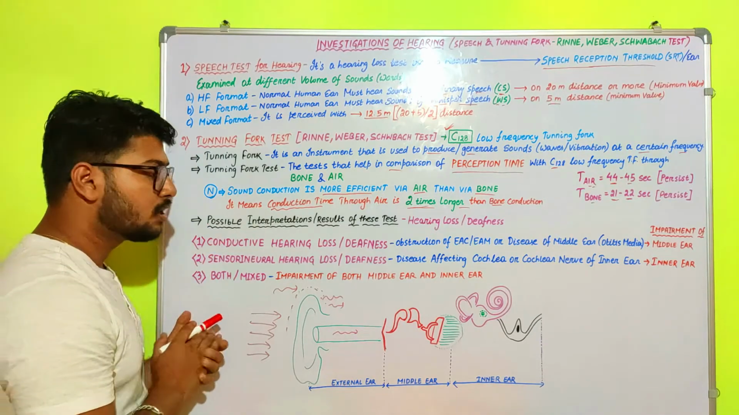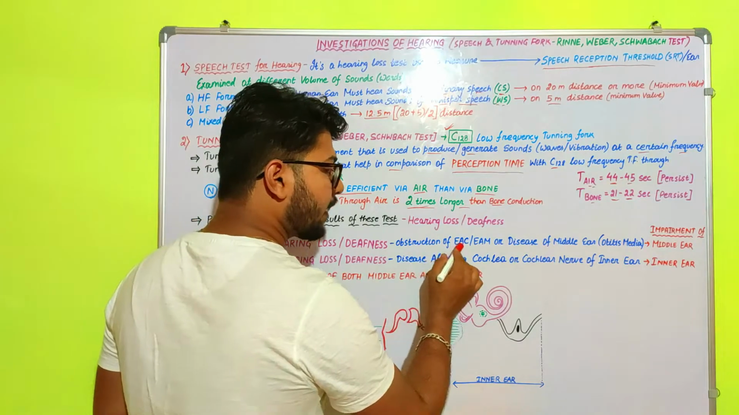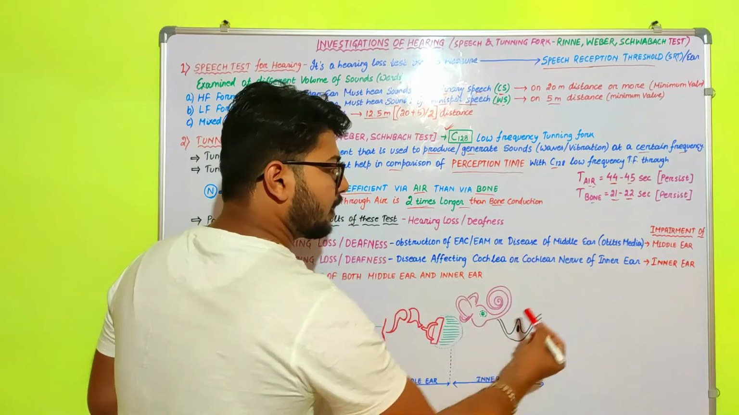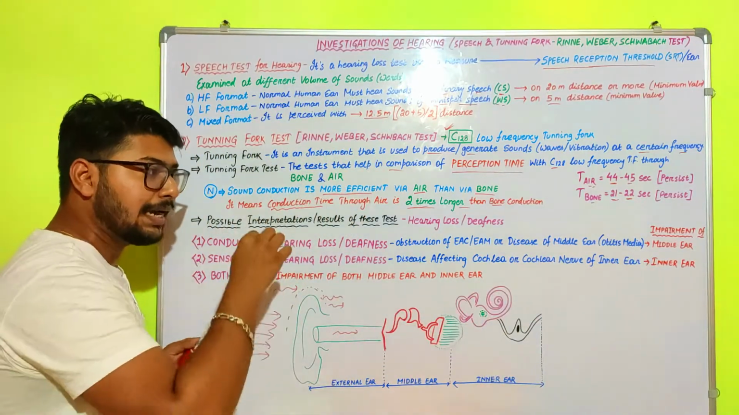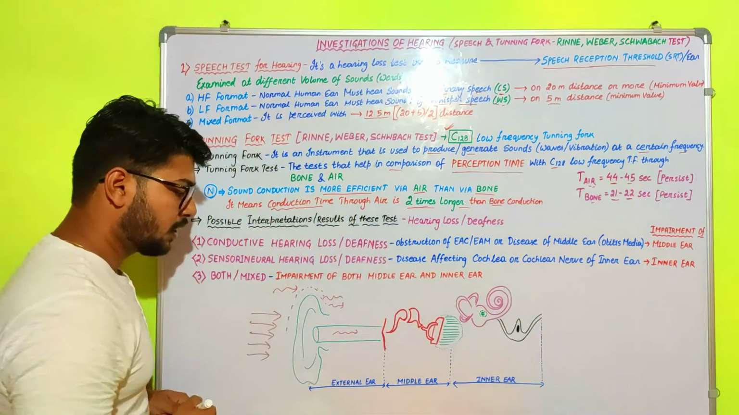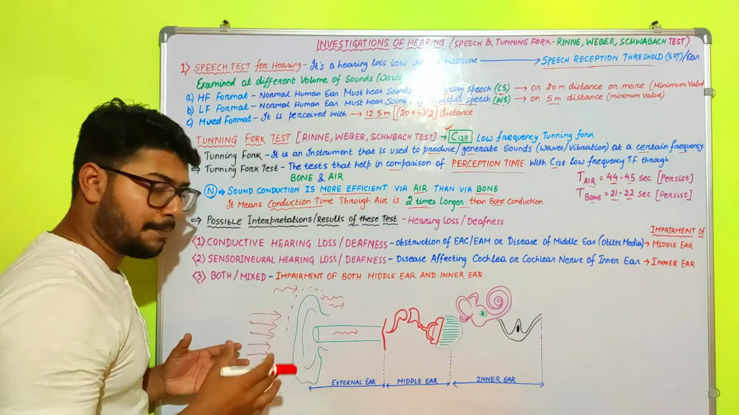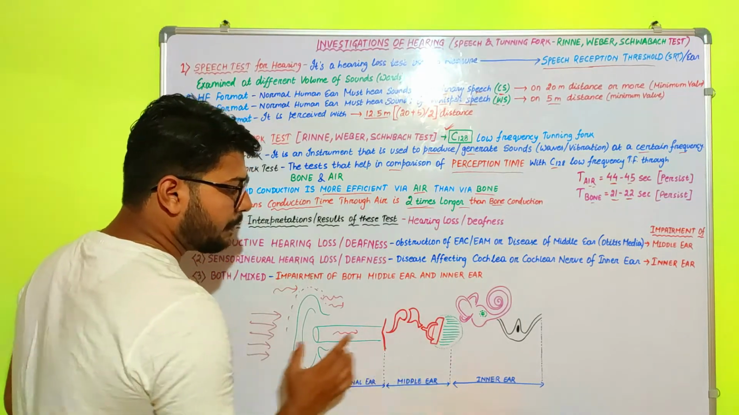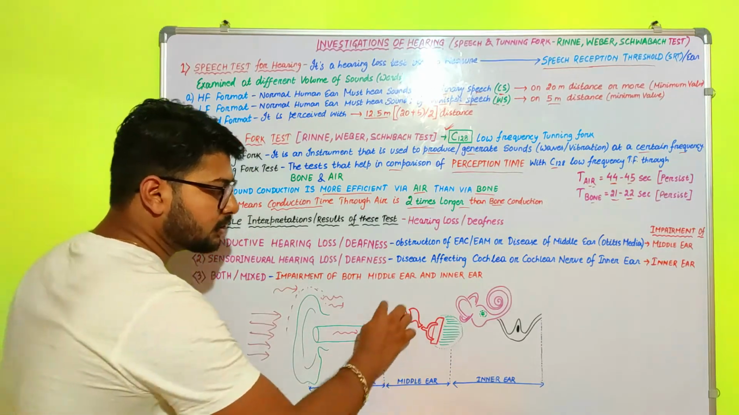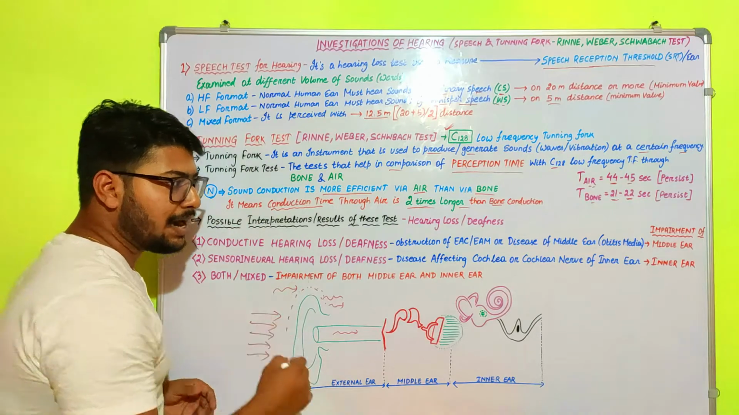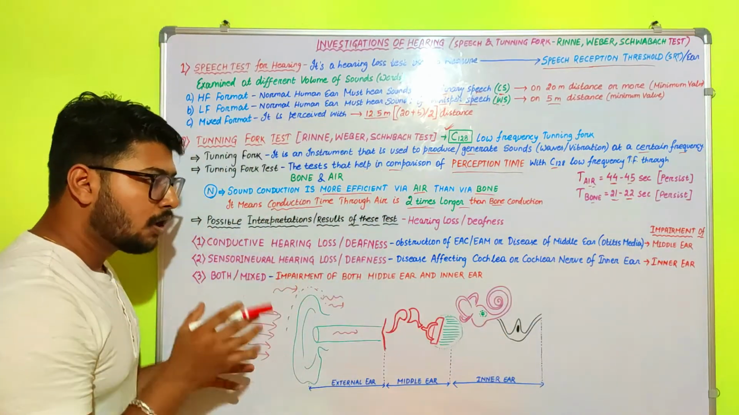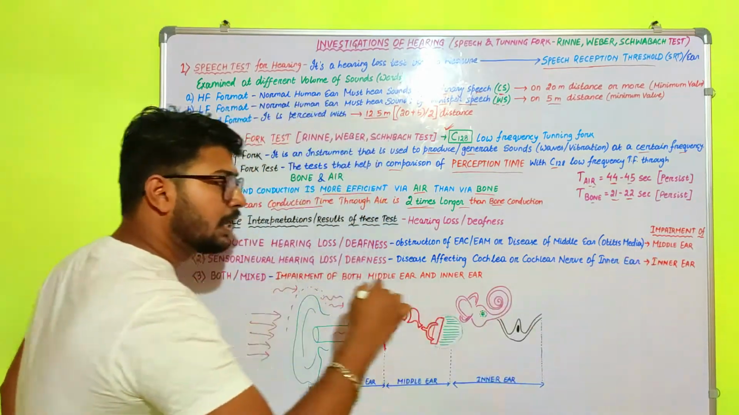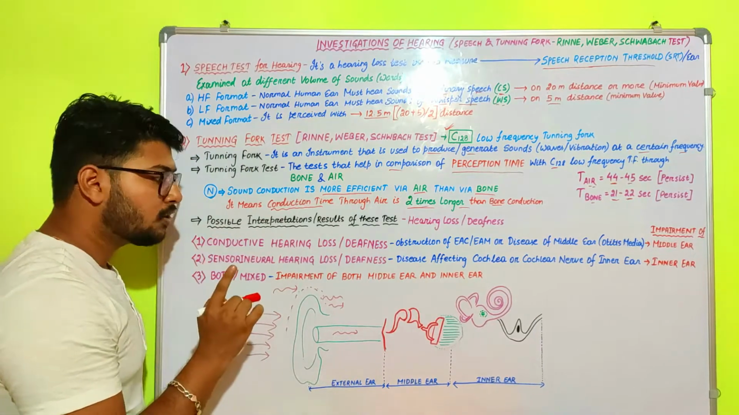What is conductive hearing loss? Conductive hearing loss means obstruction of the external acoustic meatus or external auditory canal, or disease of the middle ear, that is otitis media, and it leads to impairment of the middle ear. When conductive hearing loss happens, the external ear and the middle ear will be affected, and the conduction through the ear ossicles will be affected, and that results in impairment of the middle ear. We can conclude that if there is any kind of problem relating to the middle ear, then we are going to find conductive hearing loss.